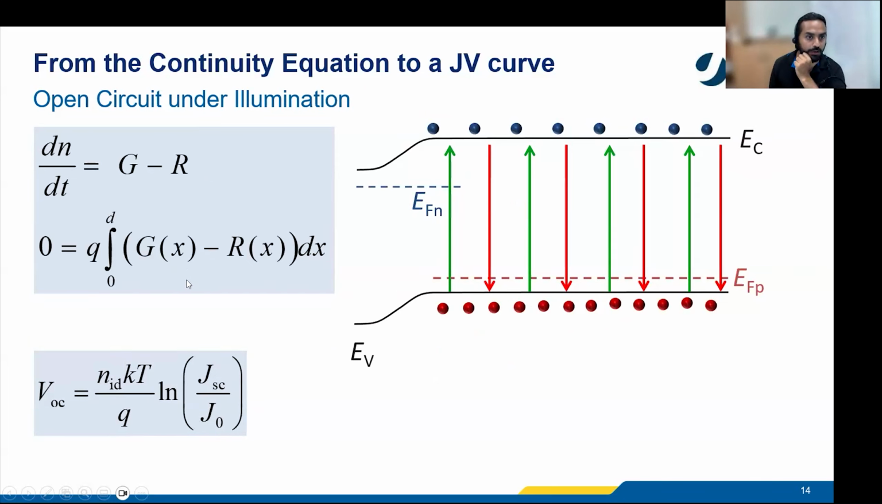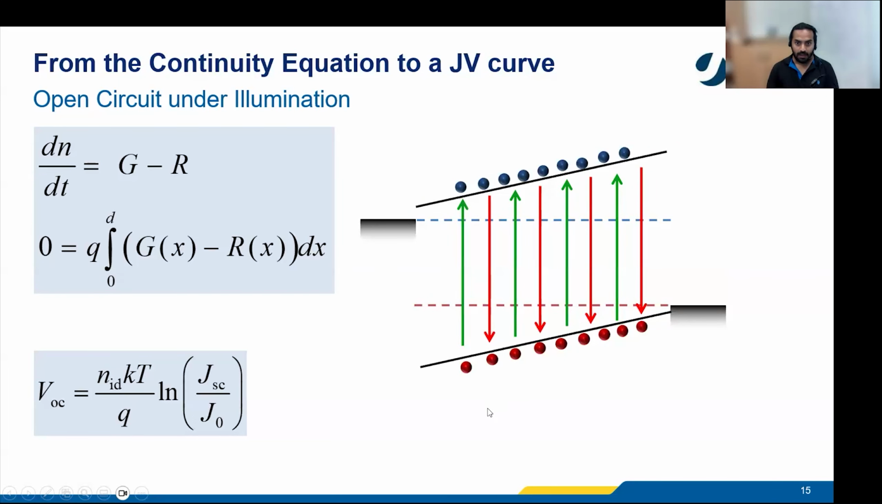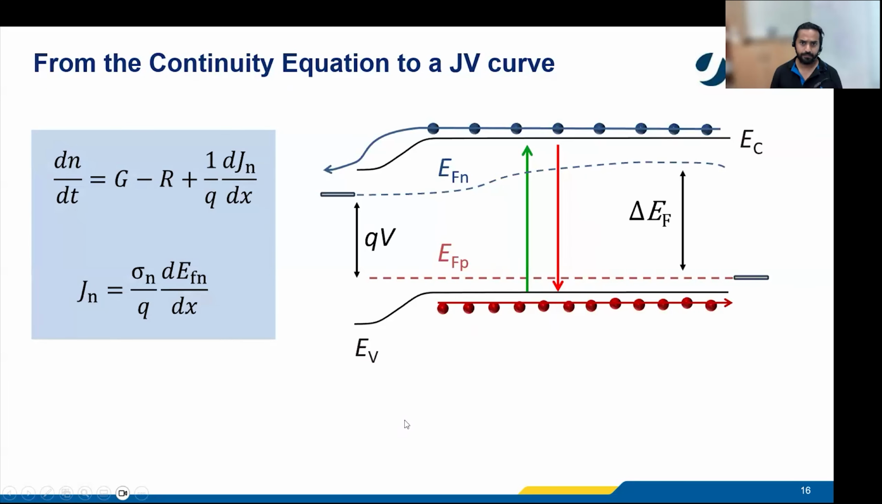Okay, and finally, we come to the open circuit under illumination situation. Essentially here, the internal voltage is equal to the external voltage, the Fermi levels are flat, and there's no current flowing, which means the generation equals recombination. So just equating the two terms of generation and recombination, you get the dependence of the open circuit voltage on the short circuit current. And again, it's a similar situation for the PIN solar cell.